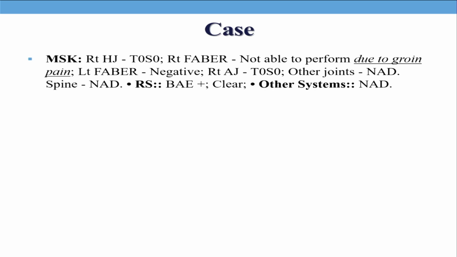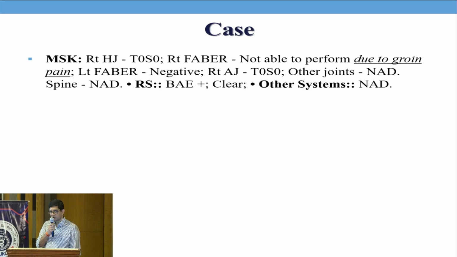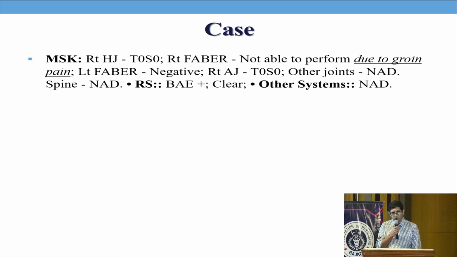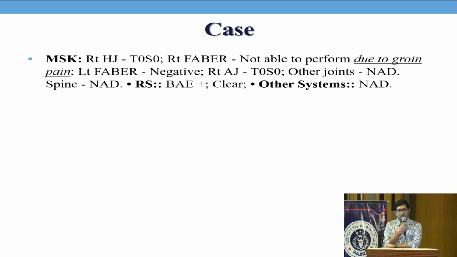FABER is flexion, abduction, and external rotation. That examines two joints: the hip joint if pain is occurring anteriorly, and the sacroiliac joint if pain is occurring on the posterior side. She was not able to perform the FABER on the right side, and she was complaining of groin pain, not back pain. On the left side, the examination was normal.